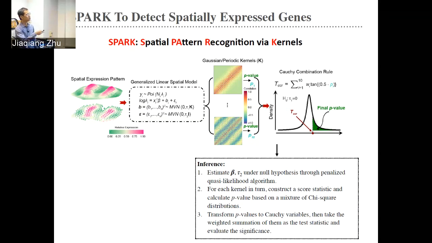Based on our experience, we tried different methods. We also tried the minimum p-value rule. This rule allows us to control the type 1 error, and the other rules either create deflated p-values or inflated p-values.